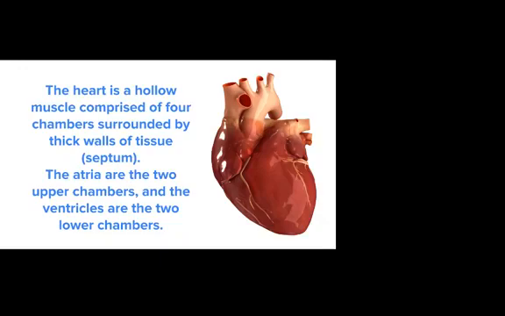The heart is a hollow muscle comprised of 4 chambers surrounded by thick walls of tissues called the septum. The atria are the 2 upper chambers and the ventricles are the 2 lower chambers. The left and right halves of the heart work together to pump blood throughout the body. Valves between each pair of connected chambers prevent the backflow of blood.